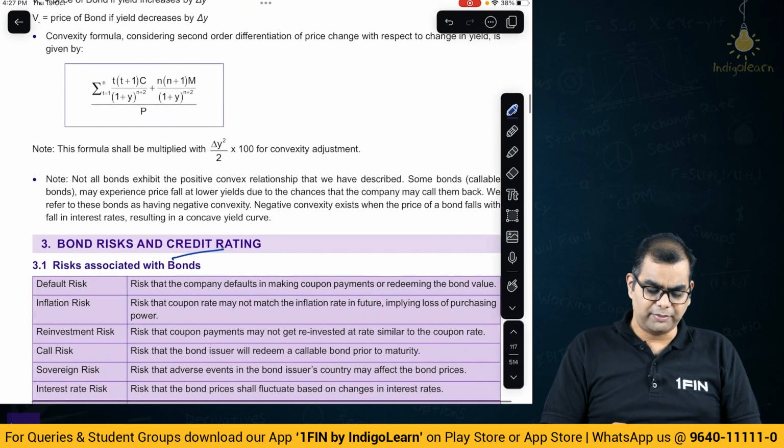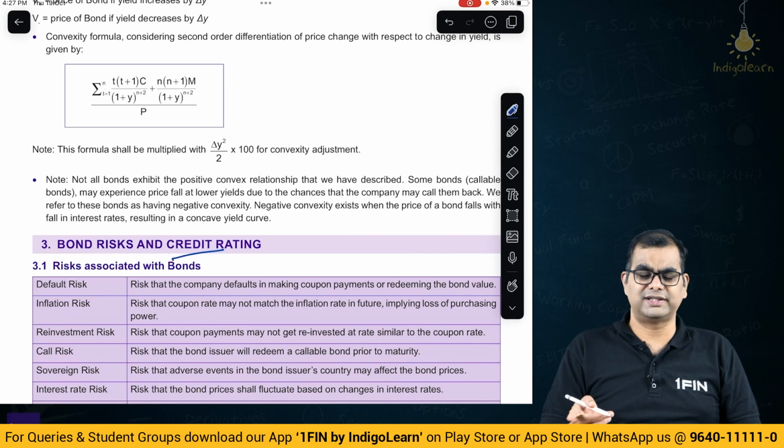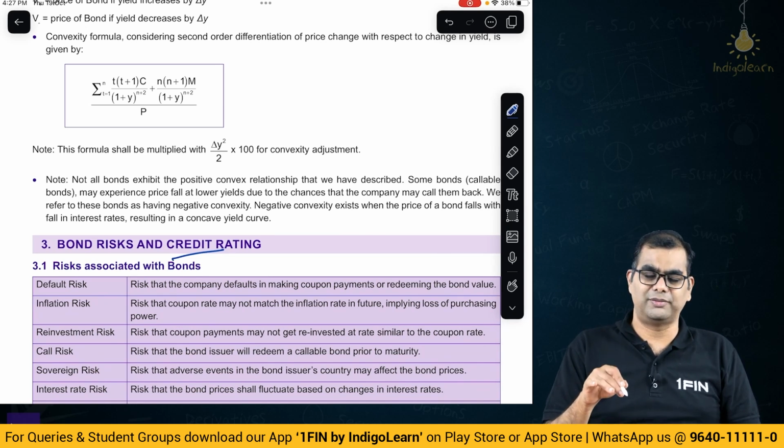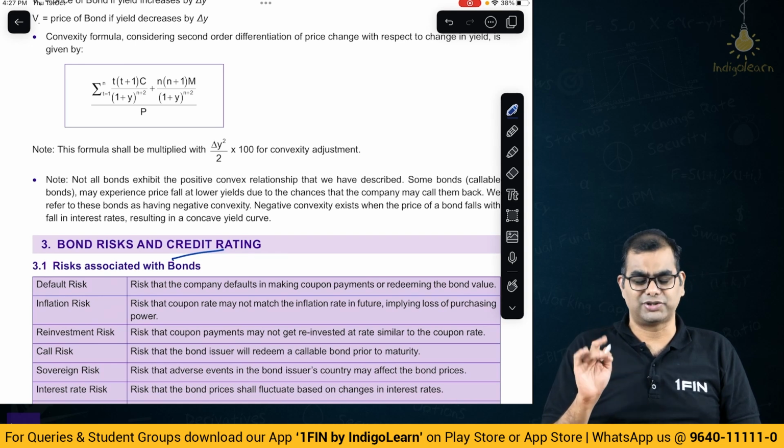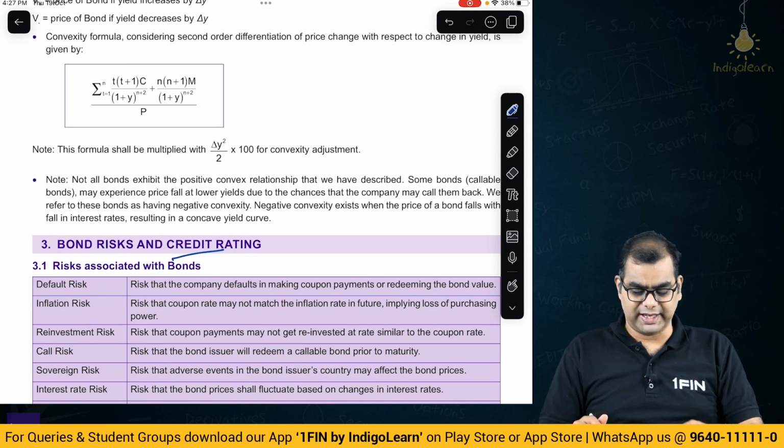Okay, there is a small topic on positive and negative convexity. It is not there in the syllabus. I have explained it in the main course. I don't want to explain it. Normal convexity is called positive convexity. There is something called negative convexity when the bond has a call option. Okay, so I am not going to spend time on it at all.